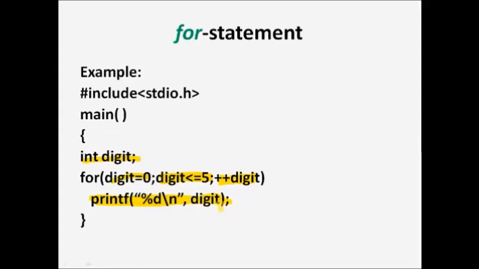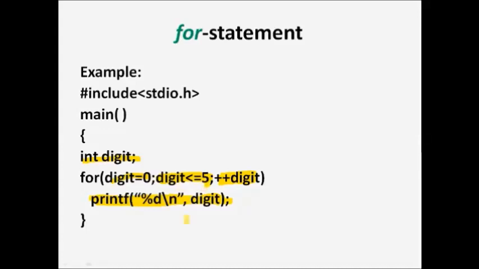And after the execution of this statement, expression 3, which is inside the parentheses, will be evaluated. Expression 3 increases the value of variable digit by 1. Now the value of variable digit has become 1 after increment. Then the next pass will start, and at the beginning of the next pass of the loop, expression 2, the condition digit less than or equal to 5, is evaluated.